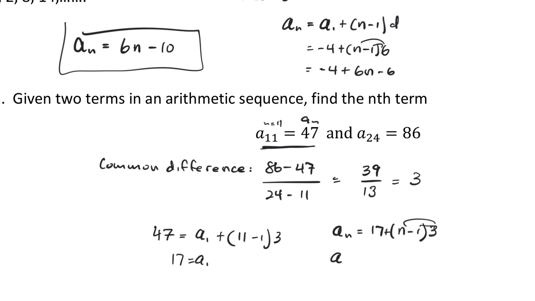Distribute the 3. 17 minus 3 is 14, so the explicit formula is 3n plus 14.